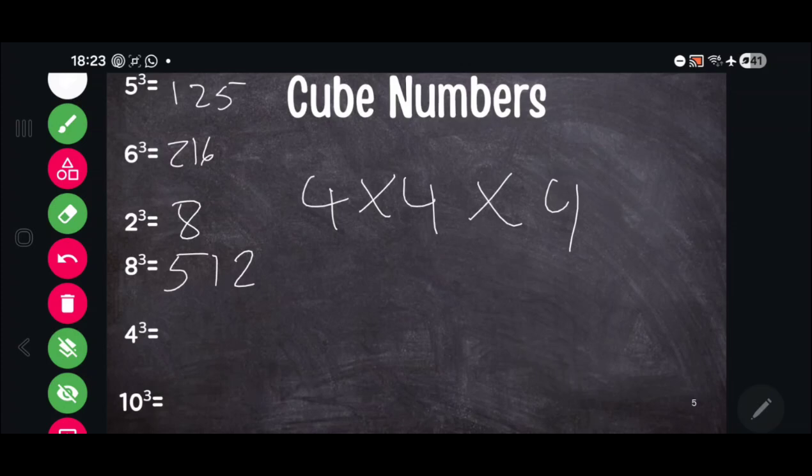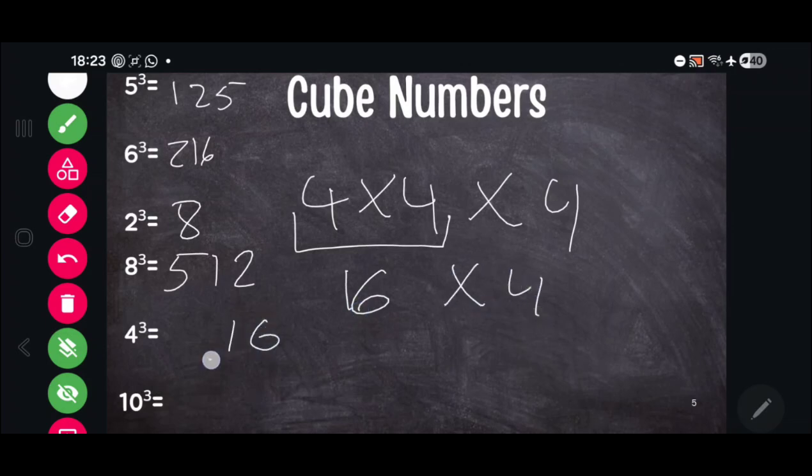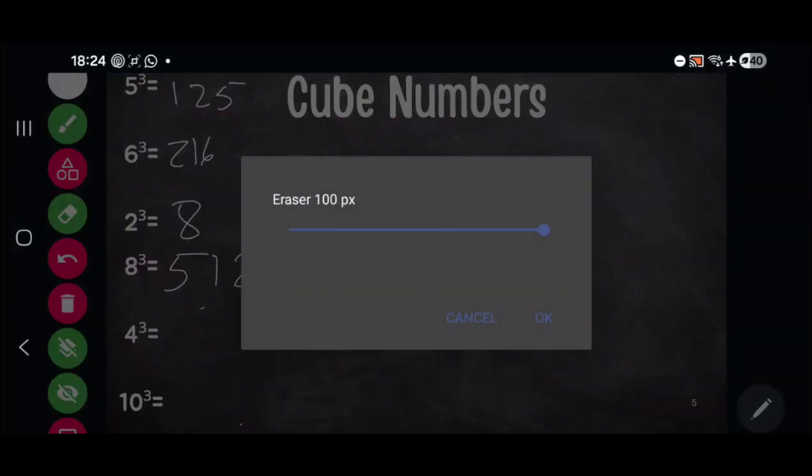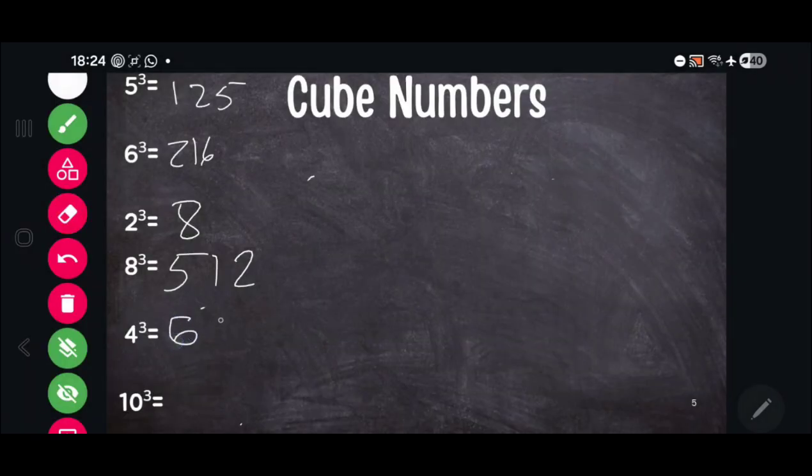But what you should do is this. 4 times by 4 would be 16, and then times it by 4. Then we do over here 16 times by 4. 6 times by 4 would be 24. 2 over here, and then you get 64. Let's rub that out. So if you got that correct, please write that in the comment section below. So then you get 64 over here.